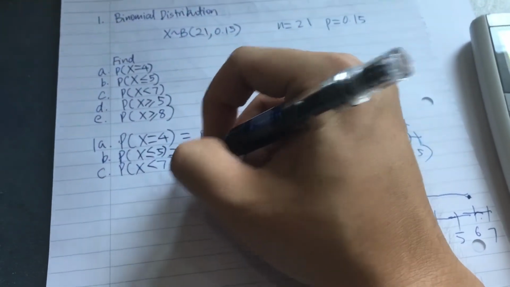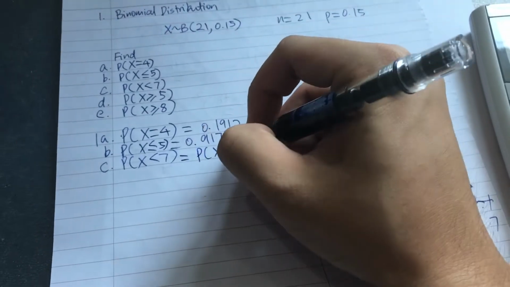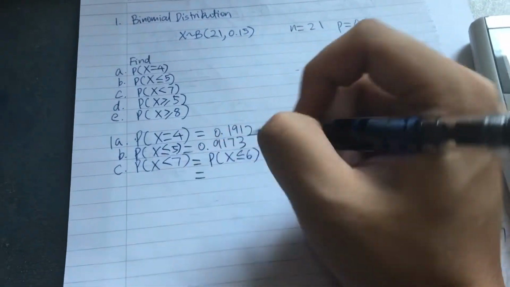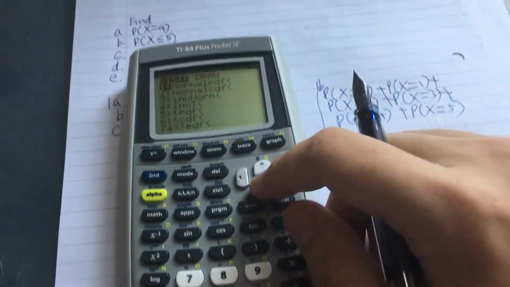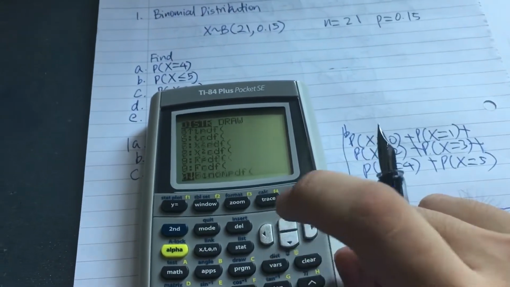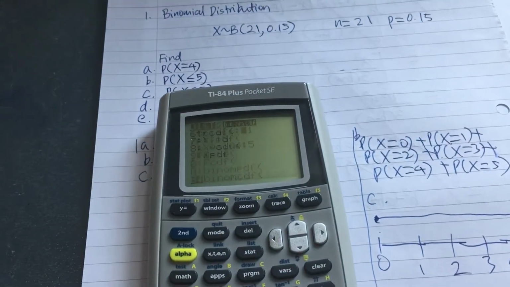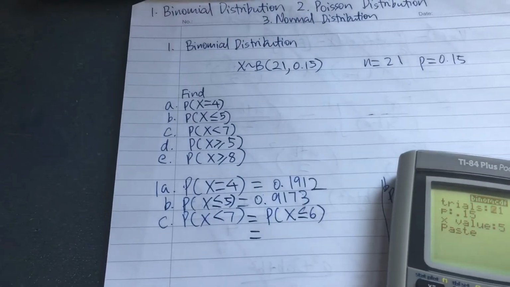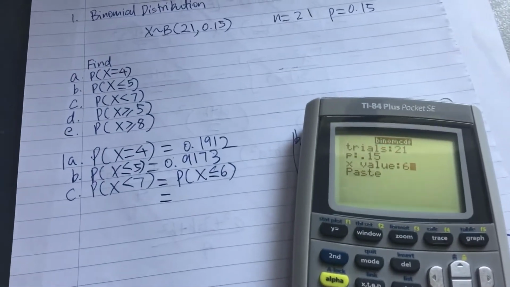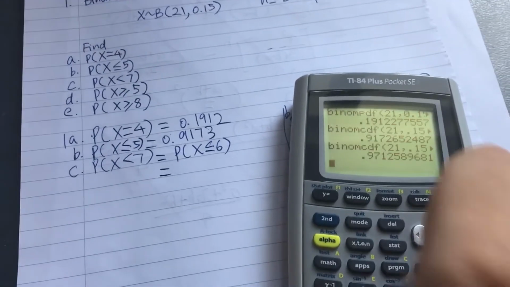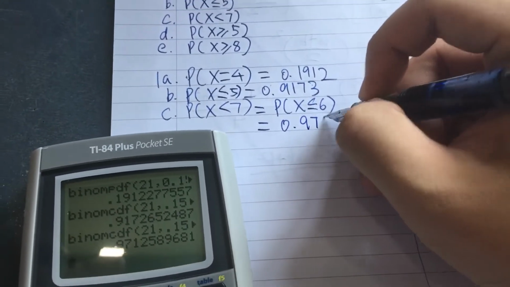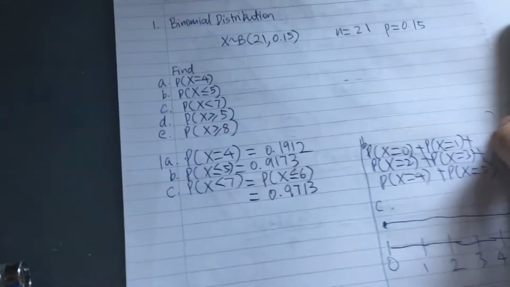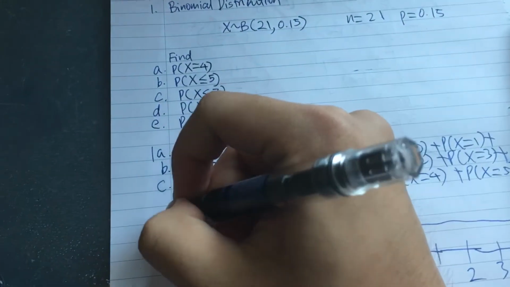So in other words, it is asking you to find P(x ≤ 6). So how do you evaluate this? Again, like part B, we'll use binomial CDF. So let's do the steps here. Now, there we have it. We just change the x value to 6. And there you have it. That's the answer, 0.9713. All right, let's now move on to part D.